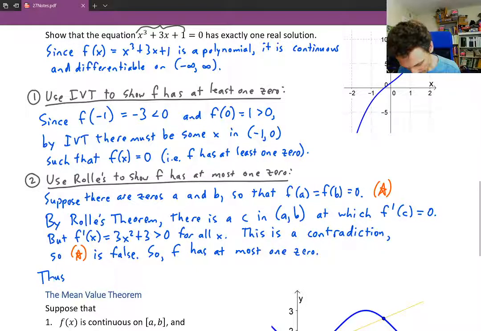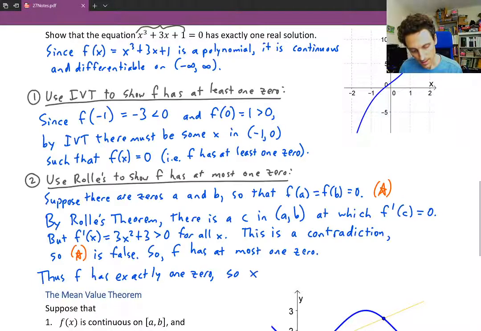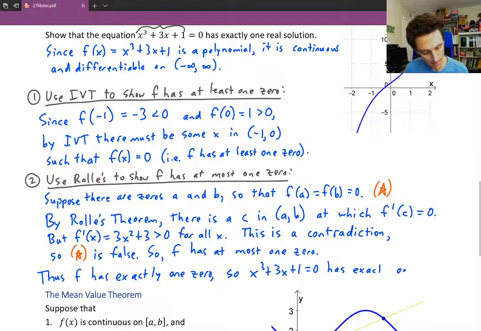Fix that h. F has exactly 1 zero. And so x cubed plus 3x plus 1 equals 0 has exactly one solution. Just enough room to write a celebratory box.